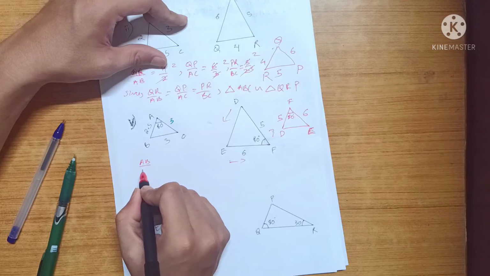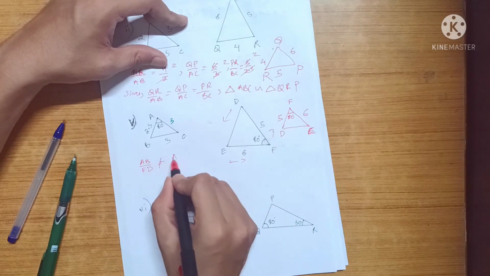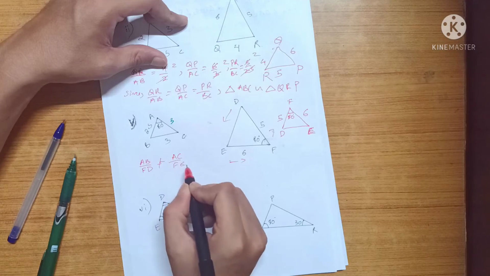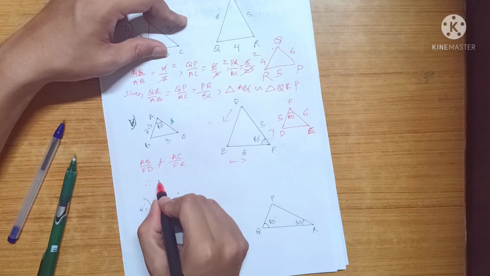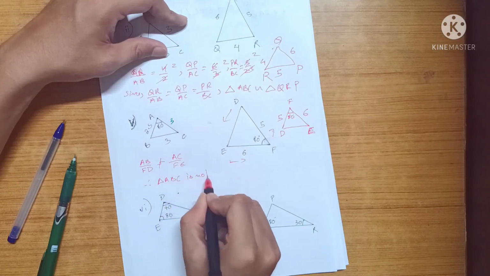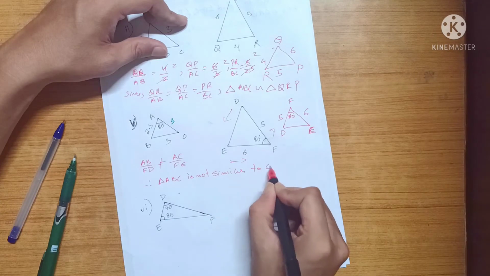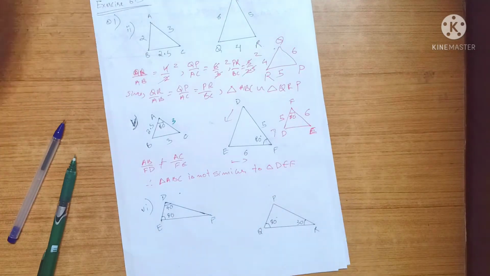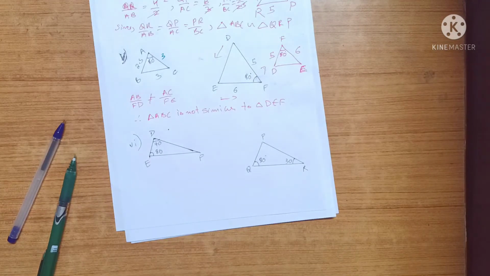So we can say, just write AB by FD is not equal to AC by FE, or we don't know, not enough information is there, right? Therefore triangle ABC is not similar to triangle DEF. This is asking us to say which ones are similar, so you don't have to write everything in details, okay?